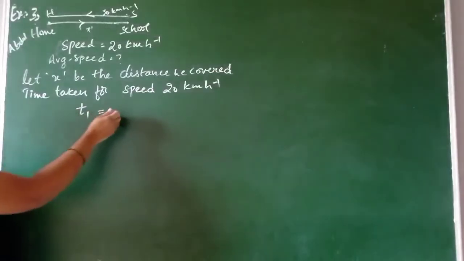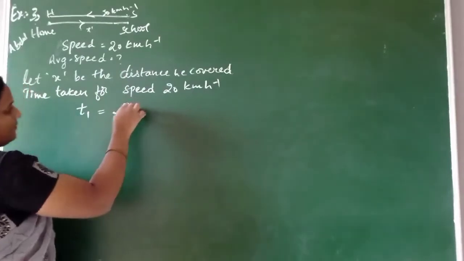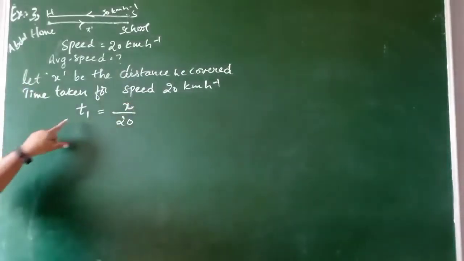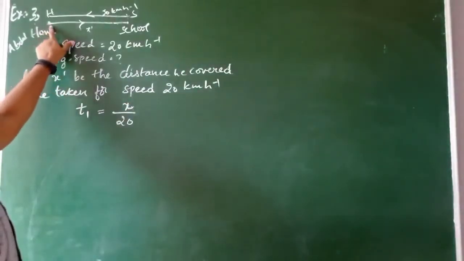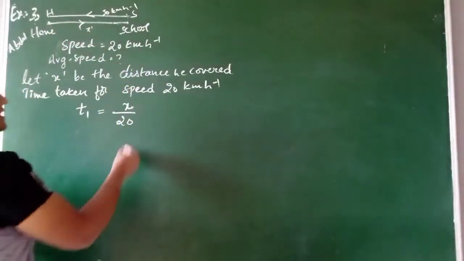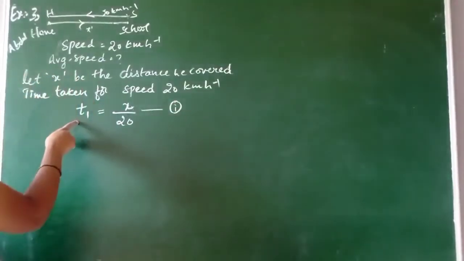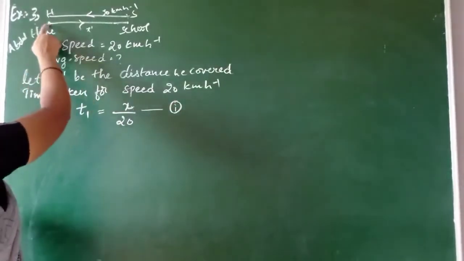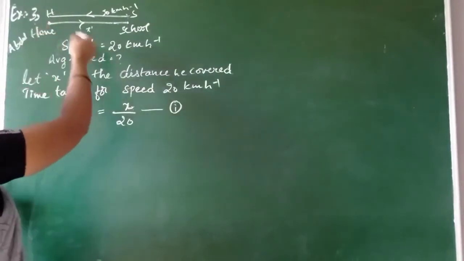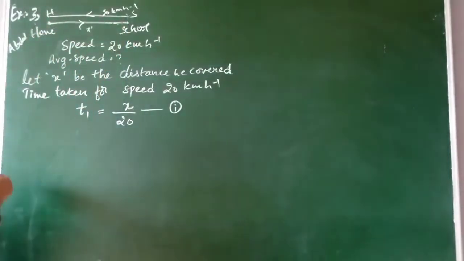So the speed here is 20. What is the distance? x. Here T1 is the time taken in order to complete one trip, one side trip. Let us say this is equation 1. This T1 is nothing but the time taken in moving his journey from home to school, children. Okay.